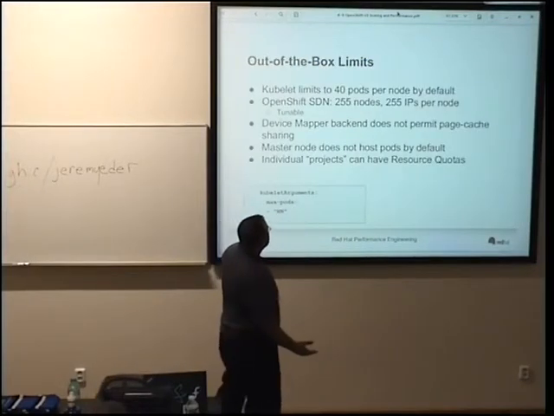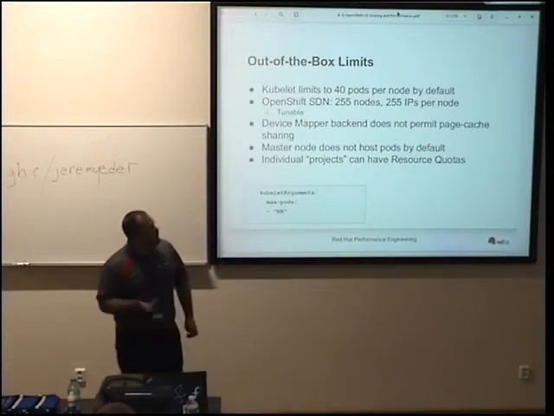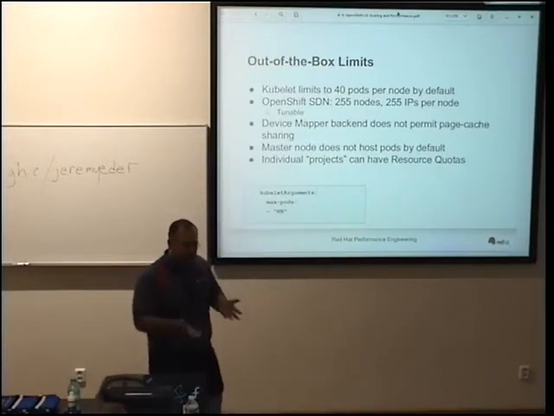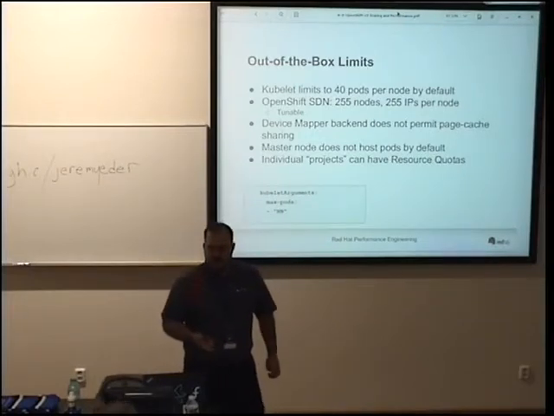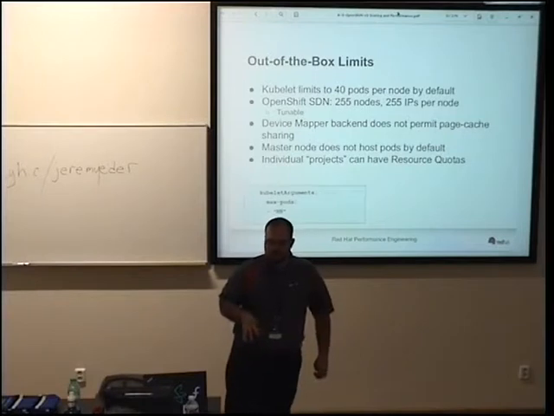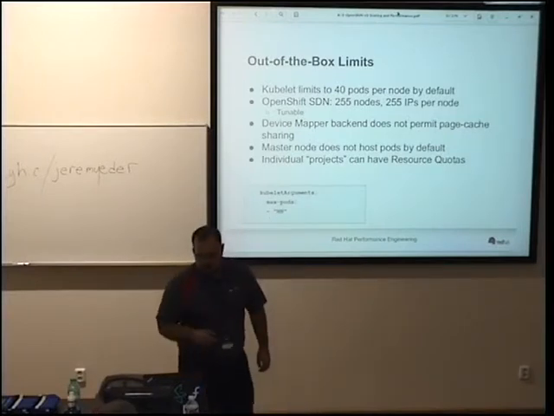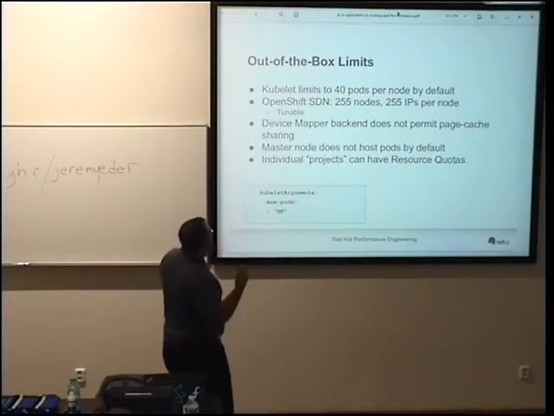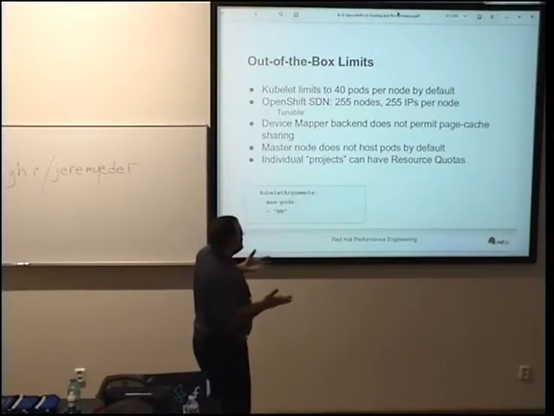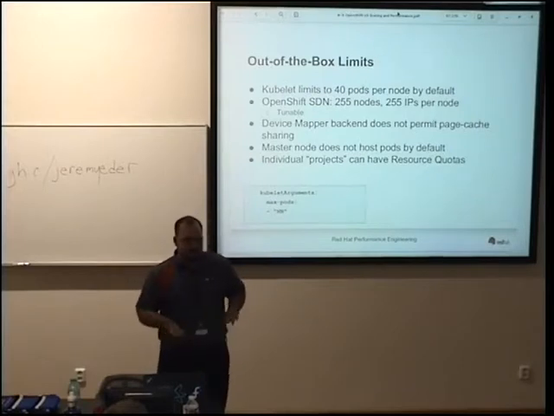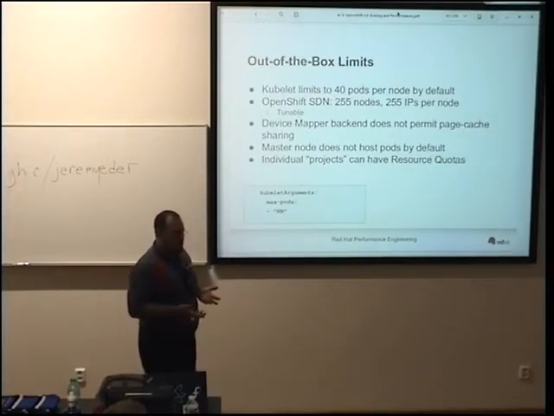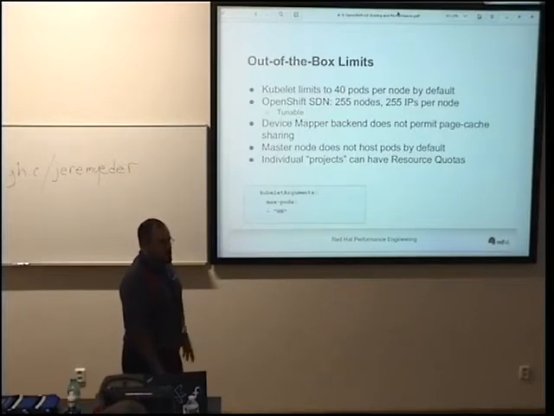So in terms of scaling, the out-of-the-box limits are currently 40 pods a node-ish, something like that, and 255 nodes is the out-of-the-box default limit. You can tweak all those. I mentioned device mapper earlier. I call it a limit, but really you make a choice between stability and speed. You mentioned that with the overlay file system, it's possible to share the page cache. Yeah. But this is not the case for the regular setup. Correct.